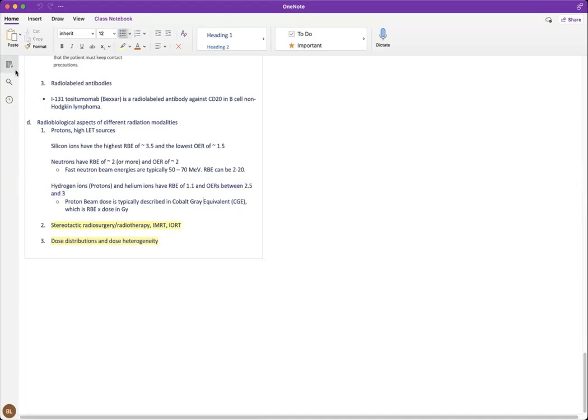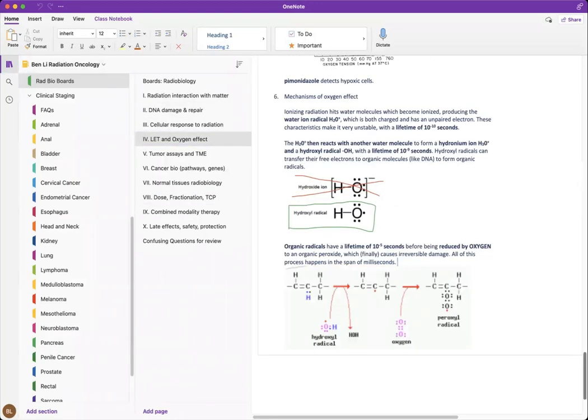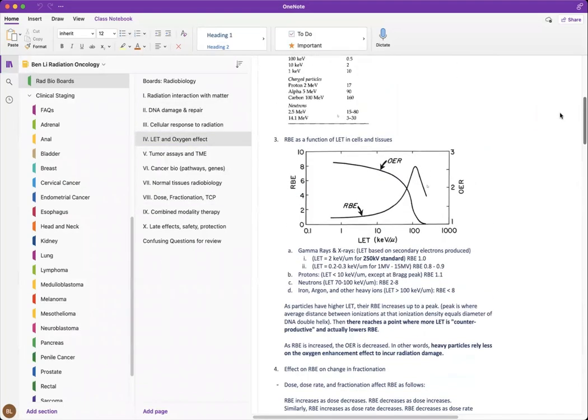This is actually pretty much a repeat of this section here. So you don't need to study it twice, just really get familiar with this graph and these notes right here, and understand how RBE and OER can change with different factors.